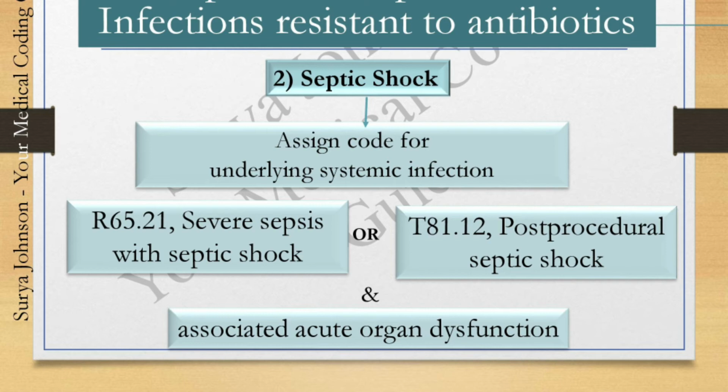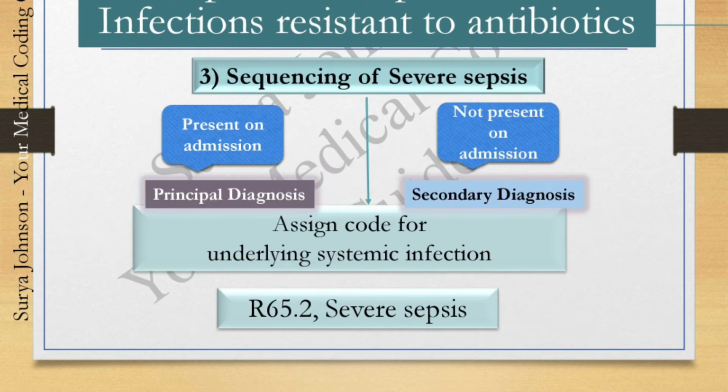The next one is the sequencing of severe sepsis. In this we have two scenarios. If the severe sepsis is present on admission, when the patient is being admitted, then you will code the severe sepsis R65.2 or any underlying systemic infection as the principal diagnosis, followed by the other diagnoses. If it is not present on admission, at the time of admission the severe sepsis is not present in the patient, then we should assign it as the secondary diagnosis. So always, as I told before, the reason for the visit should be the principal diagnosis.